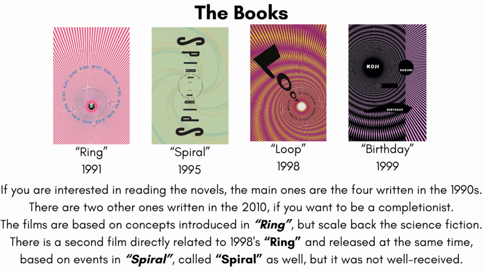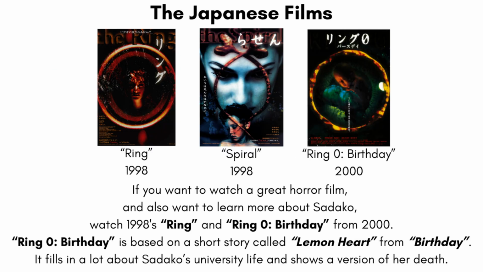There is a second film directly related to 1998's Ring and released at the same time, based on events in Spiral, called Spiral as well, but it was not well received. Now let's check the Japanese films. We have Ring in 1998, and also Spiral in 1998, not well received, but you might be interested in checking it out. And finally, Ring Zero Birthday, released in 2000.